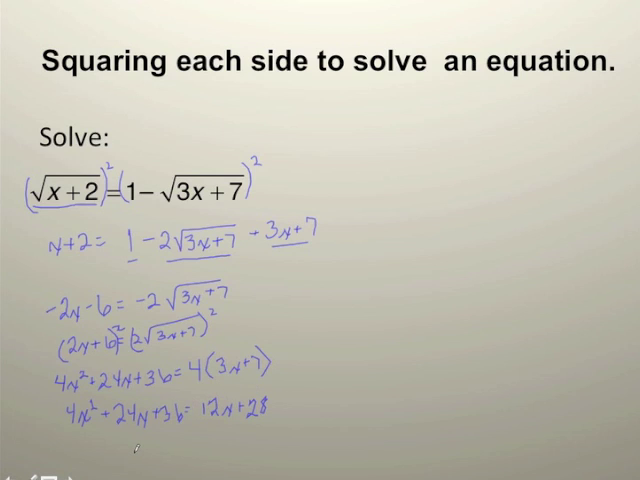It's a square root, so I need to get it all on one side equal to 0. That will give me 4x squared plus 12x plus 8 equals 0. Well, when I do that, let's just divide everything by 4. So I'll get x squared plus 3x plus 2 equals 0.